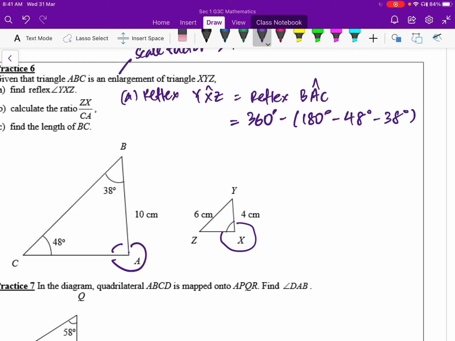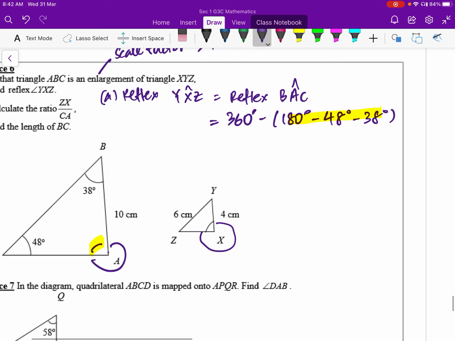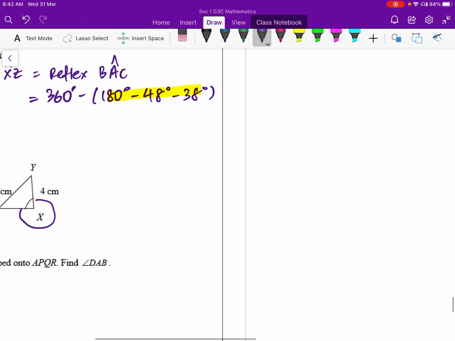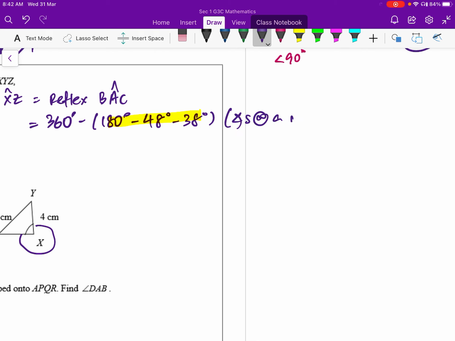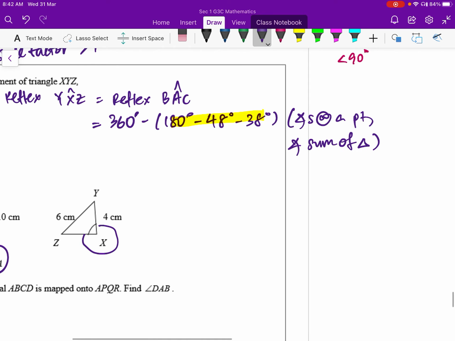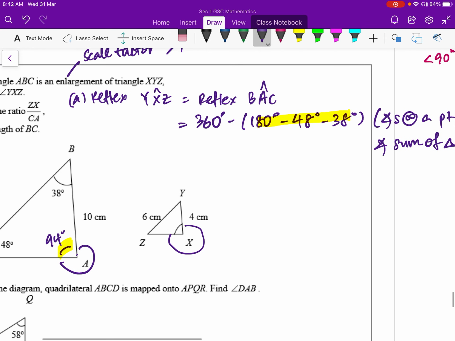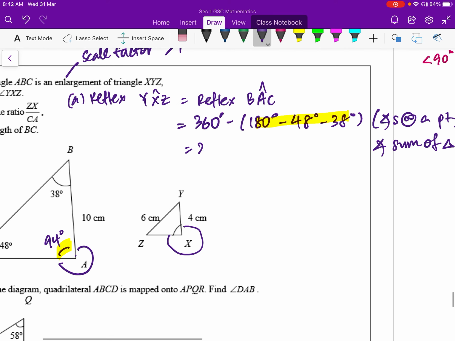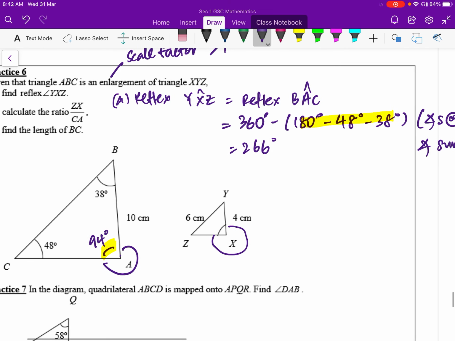Okay, you know what I'm doing over here? Inside this bracket, we have our obtuse angle BAC. This is obtuse BAC. I'll just use some colors to help you. This portion refers to this. Then I take 360 minus this yellow angle to result in the reflex angle. So put on the reasons. I've used two reasons over here. One is angles at a point. The other reason is angle sum of triangle. So I found out that this is actually 94 degrees. So 360 minus 94, we get 266 degrees. That is our reflex angle Y, X, Z.